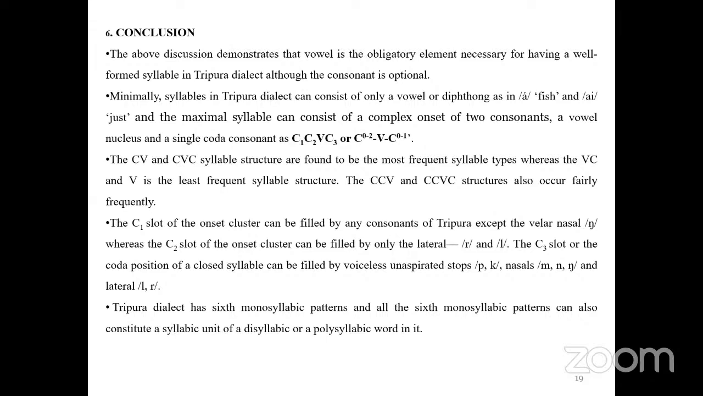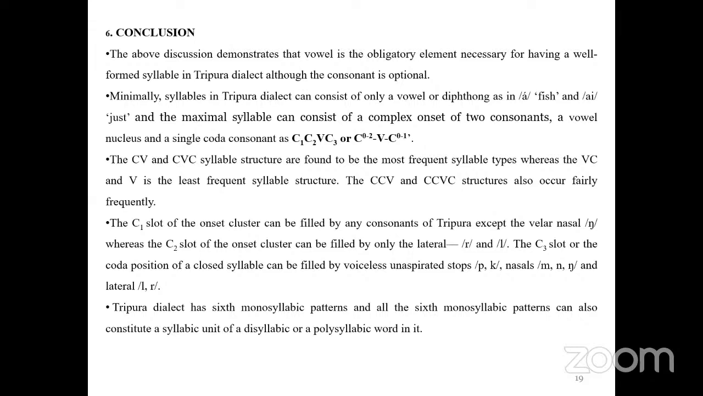And the CV and CVC syllable structures are found to be the most frequent syllable types in this dialect, whereas the VC and V structures are the least frequent syllable structures observed in this dialect.